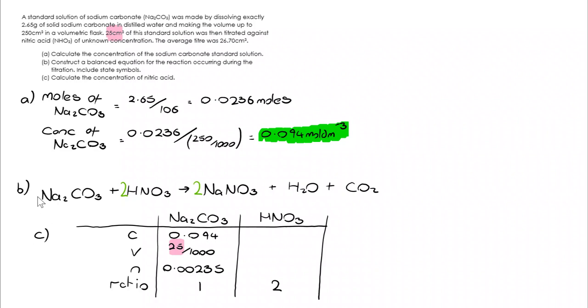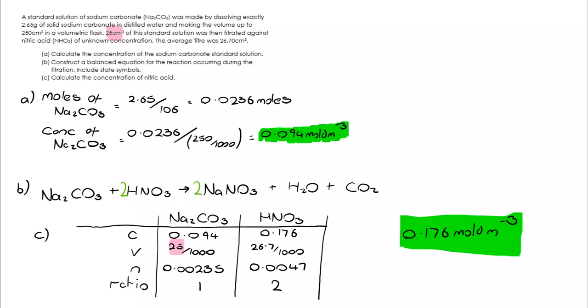My mole ratio of sodium carbonate to nitric acid is 1 to 2. We can see that because there's 1 mole of sodium carbonate and 2 moles of nitric acid. And if 1 mole reacts with 2 moles, 0.00235 moles will react with 0.0047. We're simply carrying that ratio forward. I then have my volume that was provided, the average titre of 26.7 cm cubed. Again, remembering to convert that to decimetre cubed. That then allows me to work out my concentration, and I get 0.176 mol dm^-3.